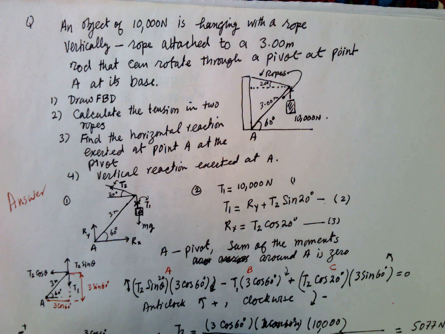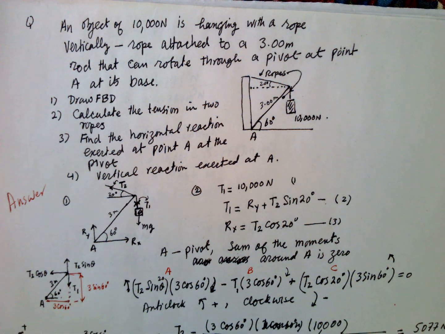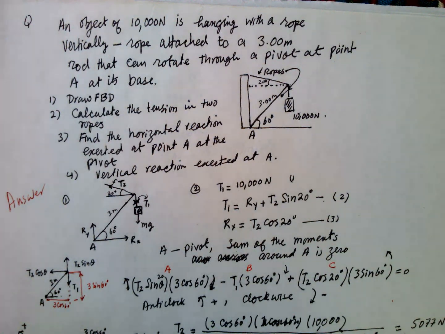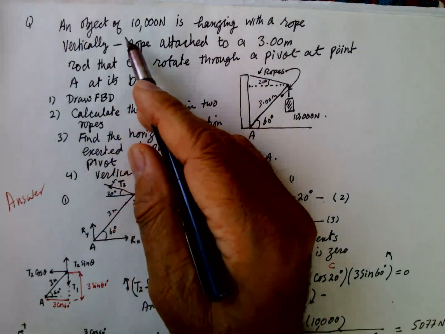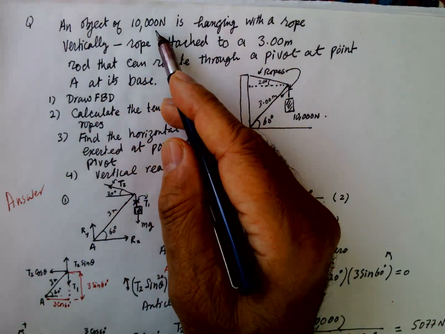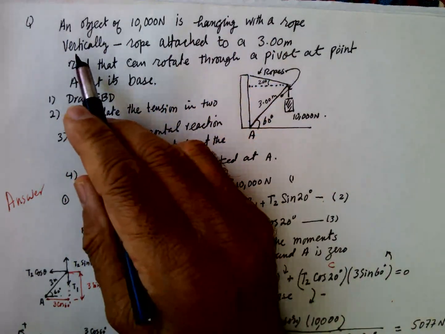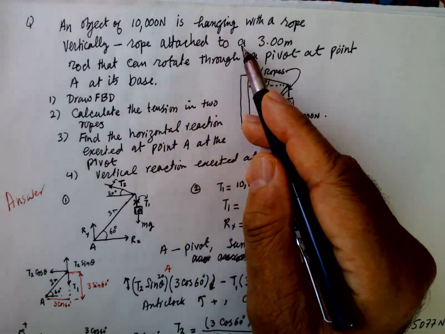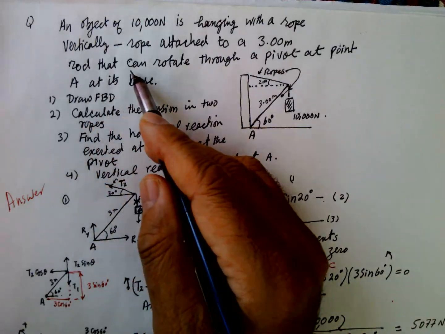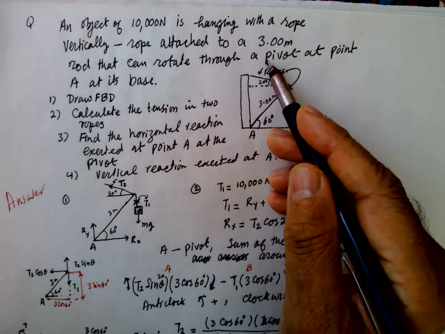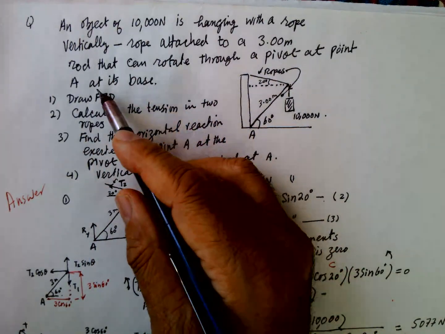Hello, physics. This is an interesting question about equilibrium. The question says that an object of 10,000 Newton is hanging with a rope vertically, the rope attached to a 3-meter rod that can rotate through the pivot at point A at its base.